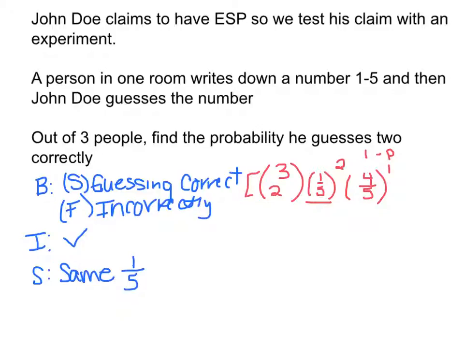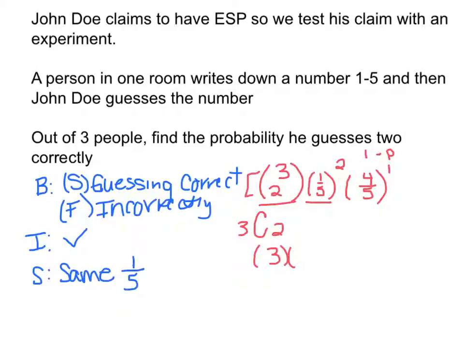So now we just have to simplify this. This first piece is a combination. In your calculator, you'll type the number 3, combination, which is math, scroll over to probability, option number 3, 2 at a time. When I simplify that, I get 3.